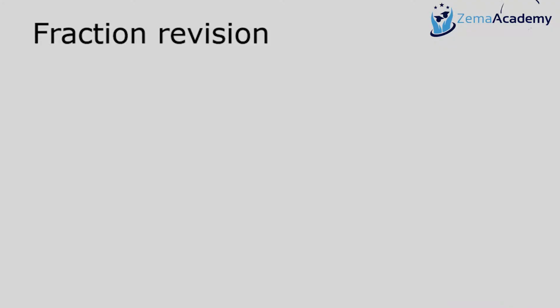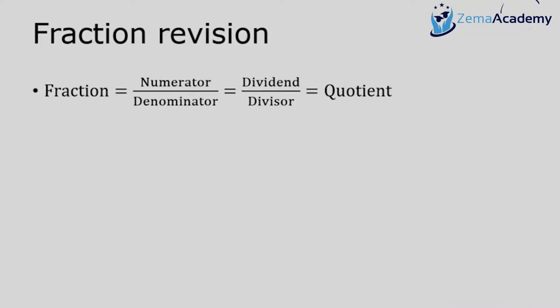Here's hopefully some revision on fractions. A fraction is made up of two elements: a numerator and a denominator. When we turn that into doing a sum, into doing the calculation, those are called a dividend and a divisor, the thing we divide a dividend by. The result of that is a quotient. But the most important ones for today are the numerator on top of the fraction and the denominator on the bottom.